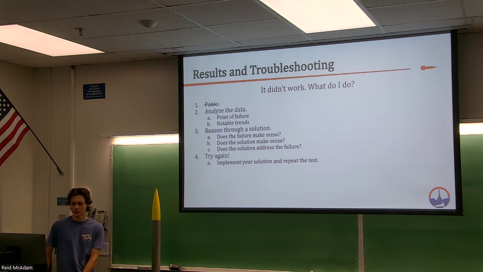Like you could get to, does the solution address the failure? And it's like, no, it doesn't really. Well, then we kind of have to go back to the start and come up with an actually useful solution. So yeah, it's just try again. Implement your solution once you have it, and then you got to repeat the test, because of course you still need that pass, or I guess more specifically, you need it to pass. So you got to redo the test and see, okay, is this solution what we need, or do we need to go back to the drawing board?